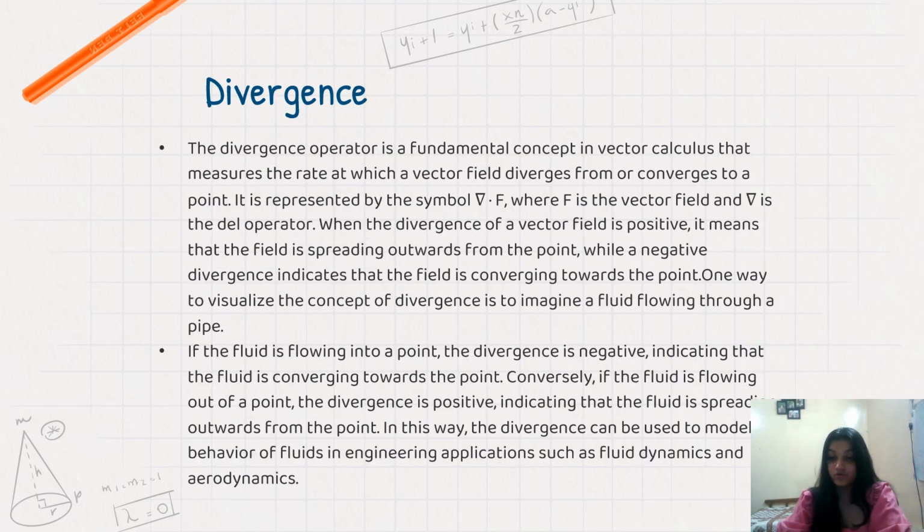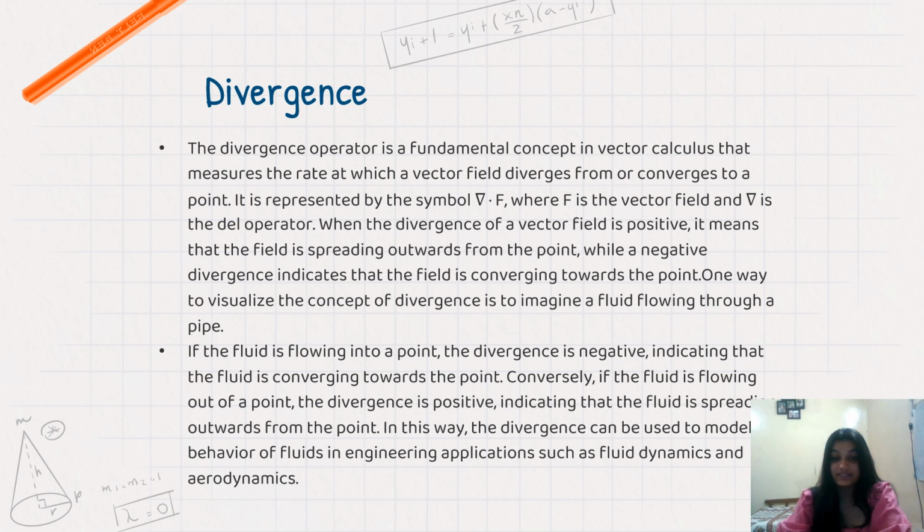Now that we have understood what the gradient operator is, let's understand the divergence operator. The divergence operator is a fundamental concept in vector calculus that measures the rate at which a vector field diverges from or converges to a point. It is represented by the symbol del dot F, where F is the vector field and del is the del operator. When the divergence of a vector field is positive, it means that the field is spreading outward from the point, while a negative divergence indicates that the field is converging towards the point.